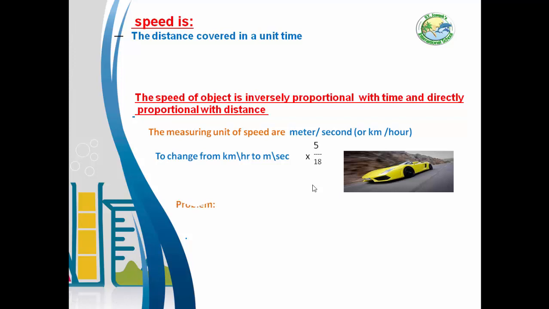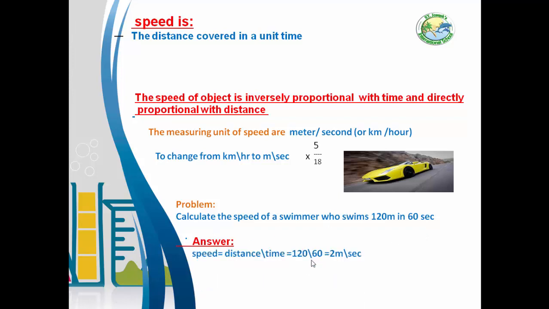We will have a small example. Calculate the speed of the swimmer who swims 120 meters in 60 seconds. So we have to underline 120. It is the distance covered. And we also have to underline 60 seconds. It is the time taken. So we can say that speed equals distance divided by time. So it will be 120 divided by 60. It is 2 meter per second, because the distance covered is in meters and the time is measured in seconds.